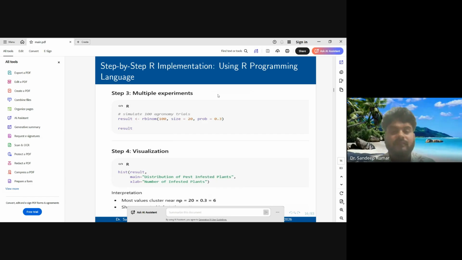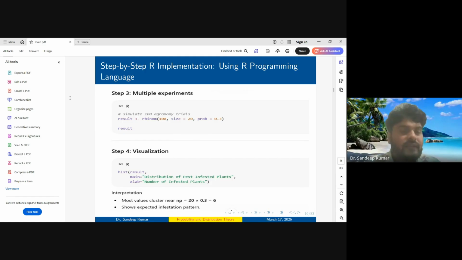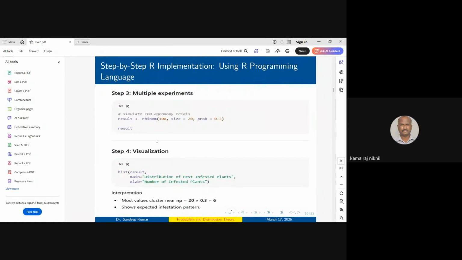Yes. Is this screen visible? Visible, sir. Visible, the R environment, the R software? Yes, sir. R software only.